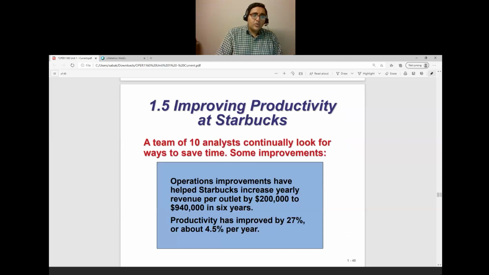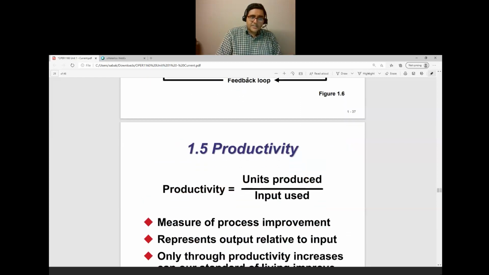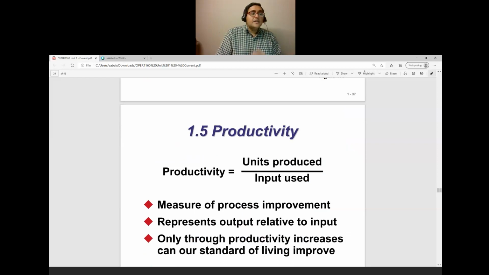And the productivity increase is the result of a mix of capital, labor, and management. So these are the three things which we normally discuss when we discuss productivity. Now let's go and see some examples. The first is the definition of productivity. Productivity is defined as the number of units produced divided by the inputs used.